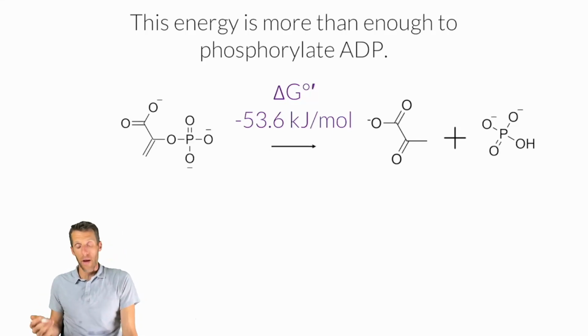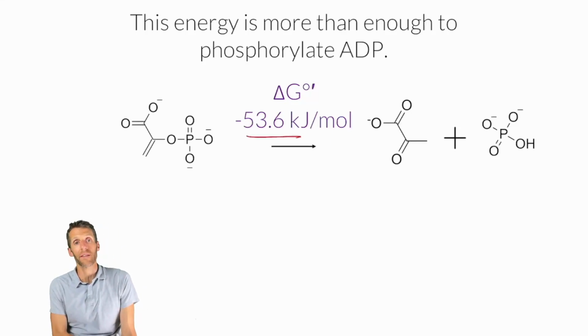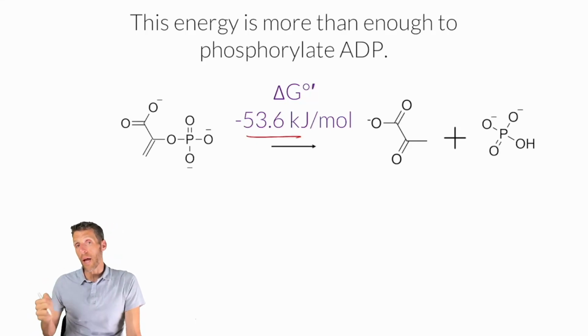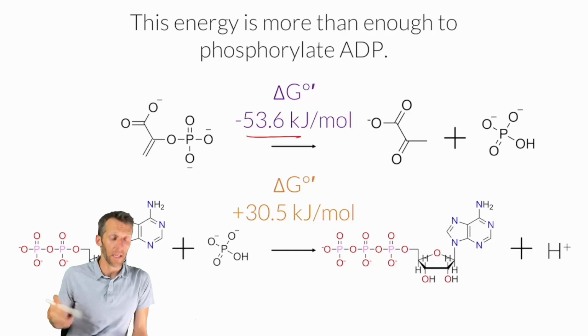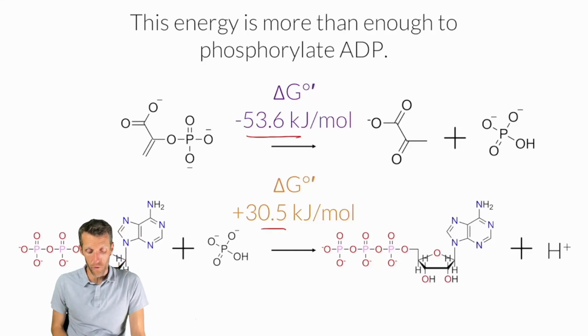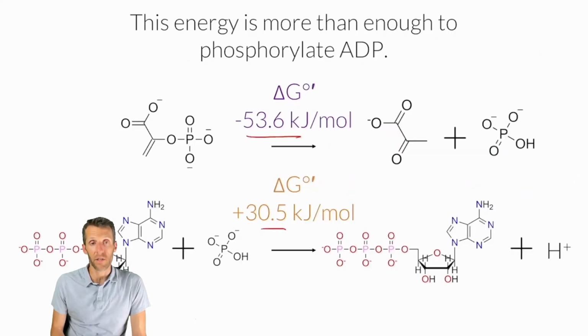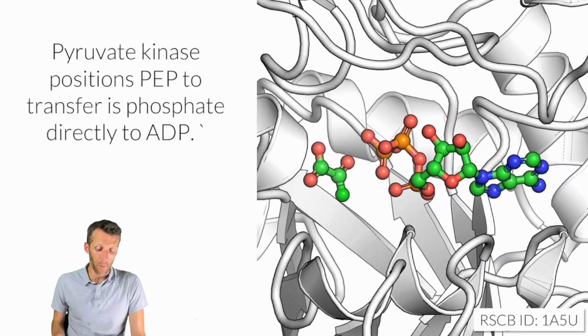The actual energy of this reaction is favorable by minus 53.6 kilojoules per mole. So that's the energy you get for the rearrangement of the bonds and the dephosphorylation. But that number is way more negative than the formation of ATP is positive, right? Whoops, wrong direction. So formation of ATP, it gives us plus 30.5 kilojoules per mole. You take the difference between those two, and that is going to be a favorable energy to do this phosphotransfer reaction. This is done inside a pyruvate kinase.